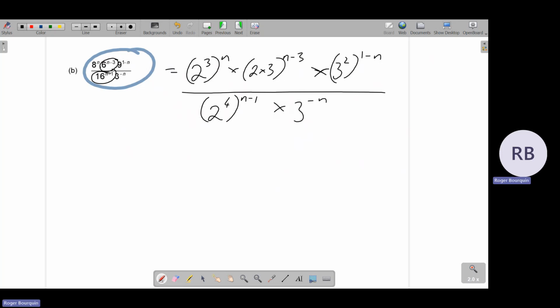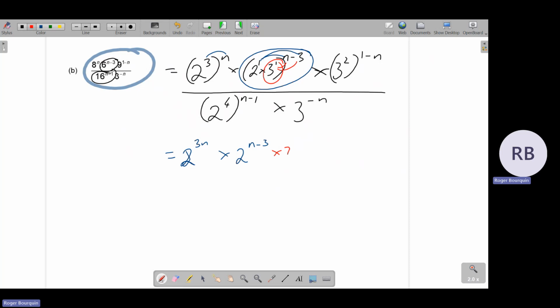Now remember there's a silent one here and here. Raise your powers to other powers. So multiply the exponents, I get 2 to the 3n. Over here, remember, one has to go into distributing one throughout that, so it's going to be times 2 to the n minus 3. And I do the same thing with this 3 to the 1.